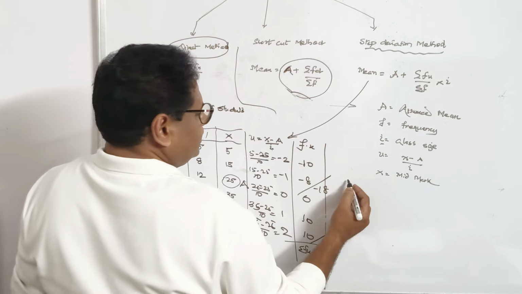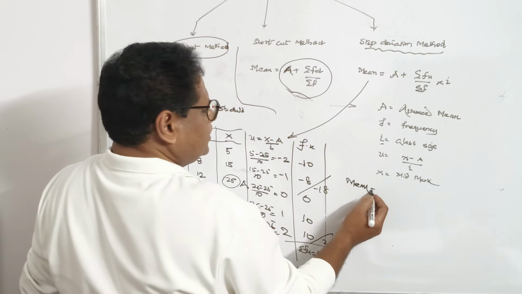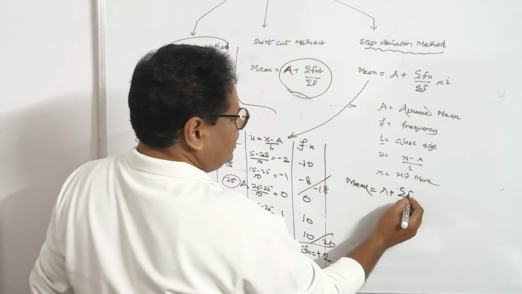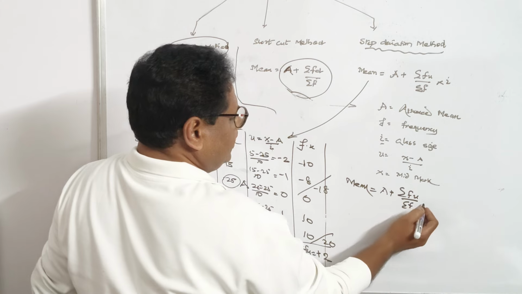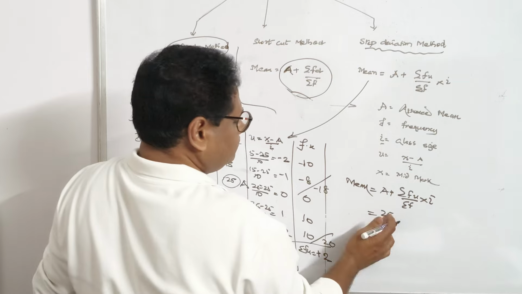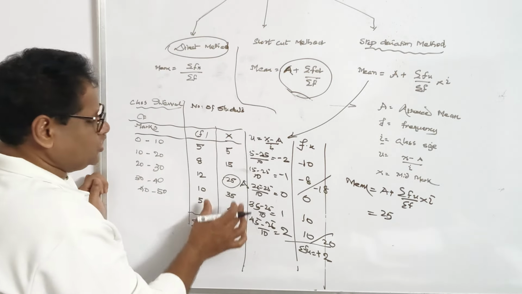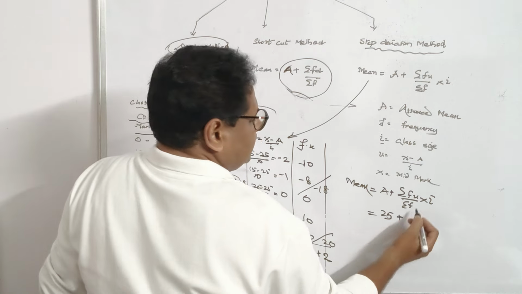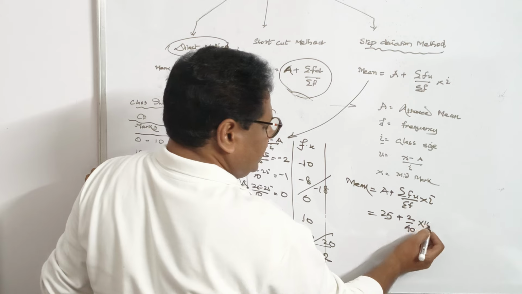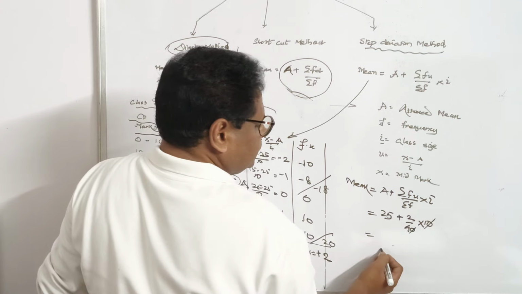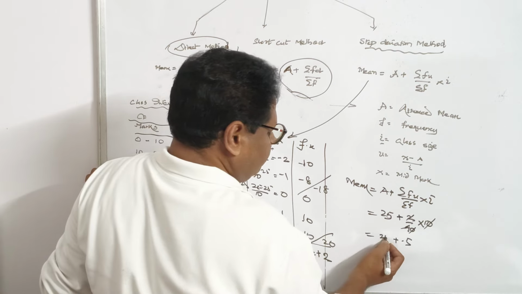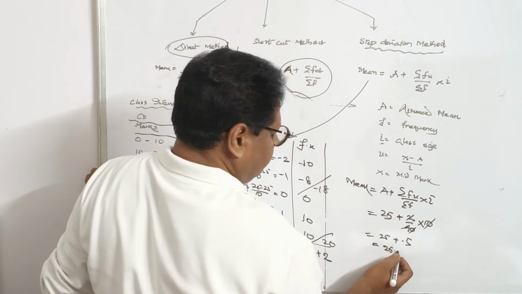Now applying this formula, the mean by step deviation method, the third one is A plus sigma fu by sigma f into I. Okay, this is 25, assumed mean, the same as we did for the shortcut method, plus sigma fu, you got 2 divided by 40 into 10. Okay, these two get cancelled, so 2 by 4, that is 0.5, added to 25, that brings the result 25.5 marks.